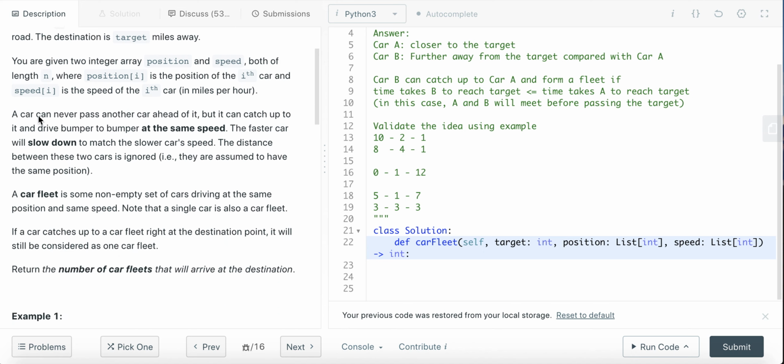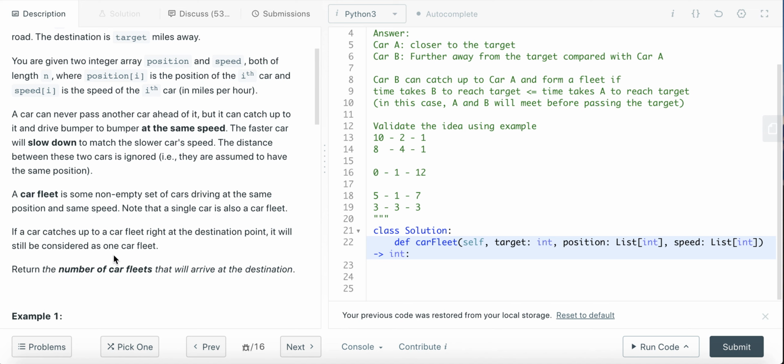In miles per hour, a car can never pass another car ahead of it, but it can catch up to it and drive bumper to bumper at the same speed. The faster car will slow down to match the slower car's speed. The distance between these two cars is ignored. They are assumed to have the same position. A car fleet is some non-empty set of cars driving at the same position and the same speed. Note that a single car is also a car fleet.